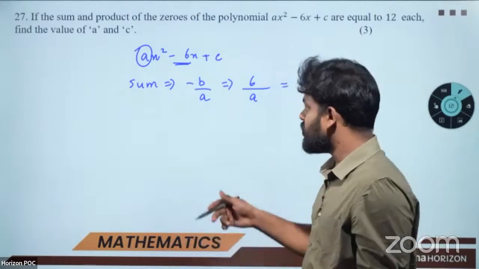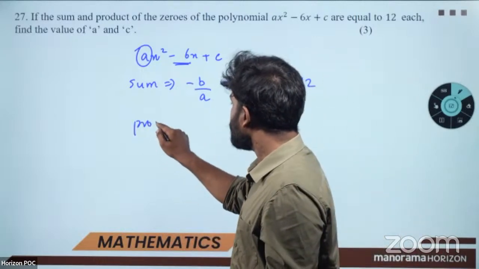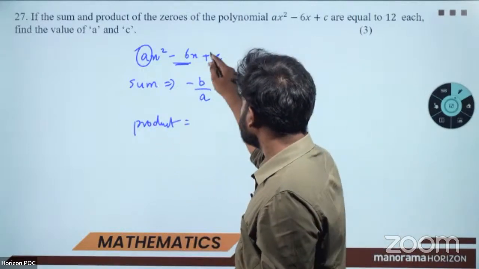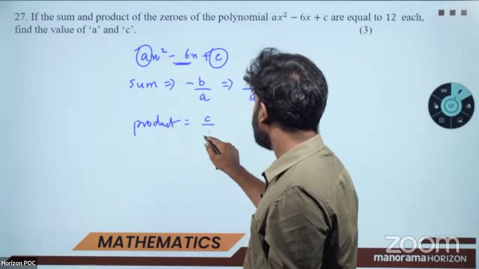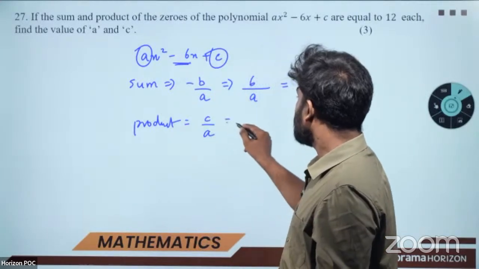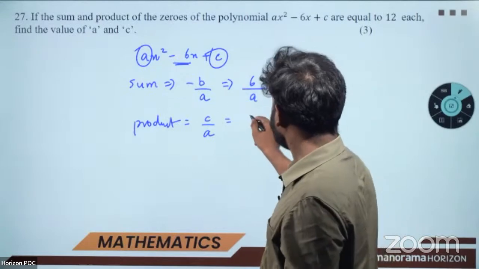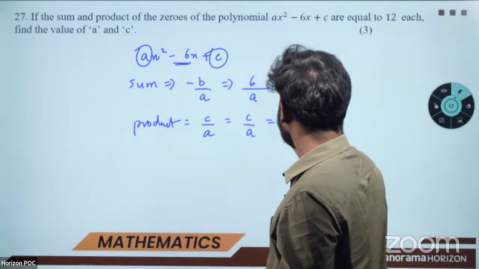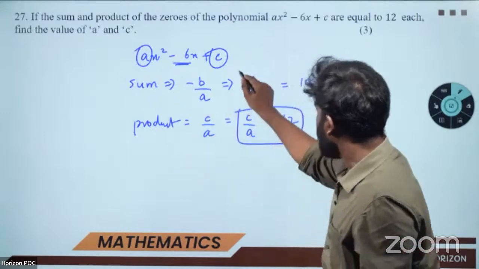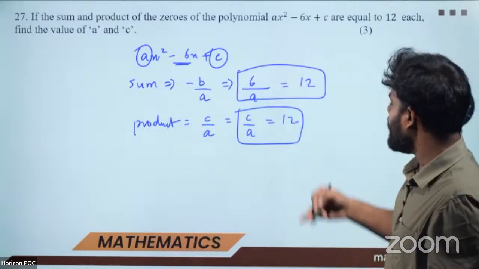And the product of zeros. The product will be equal to the last term, the constant, divided by the first term's coefficient, c by a. The c by a is what? We don't have c, we don't have a. So I can write c by a is definitely now equal to 12 itself. So I have two things, 6 by a is equal to 12 and c by a is equal to 12.